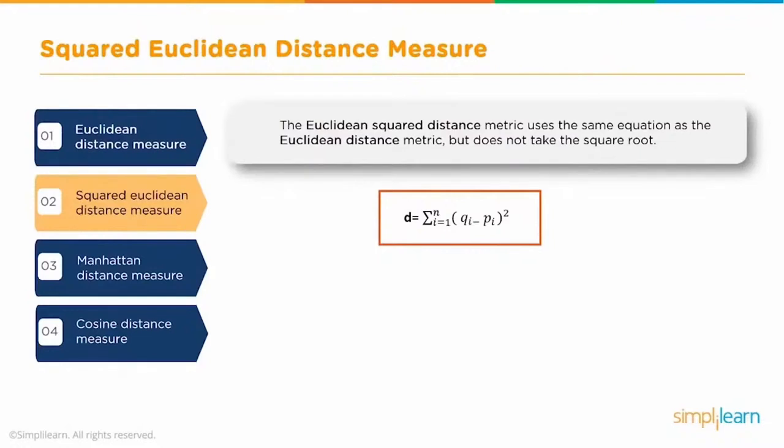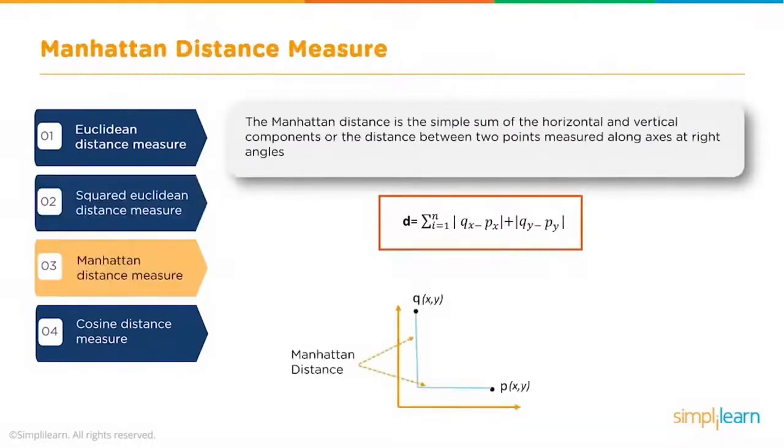So instead of taking the square root, we leave the square as it is. And then we have Manhattan distance measure. In case of Manhattan distance, it is the sum of the distances across the x-axis and the y-axis. And note that we are taking the absolute value so that the negative values don't come into play. So that is the Manhattan distance measure.